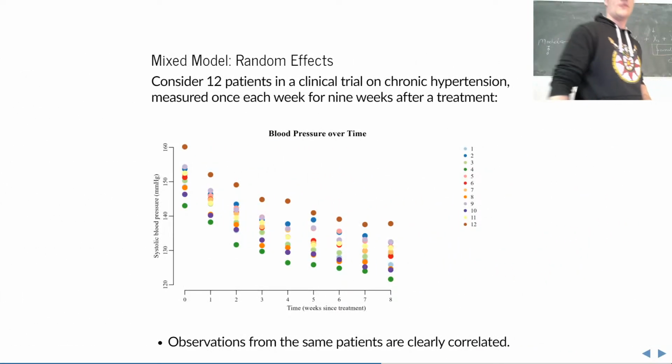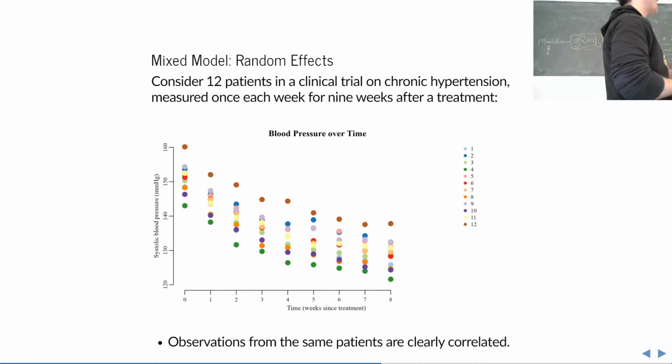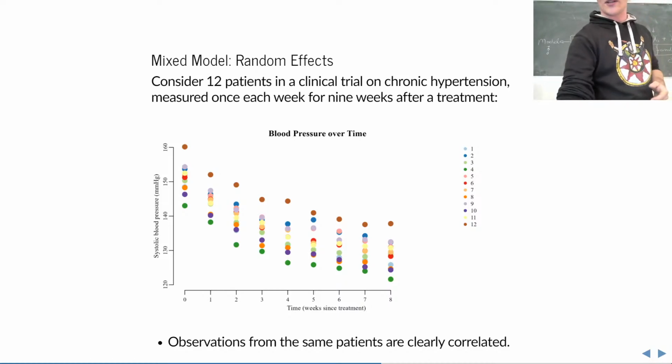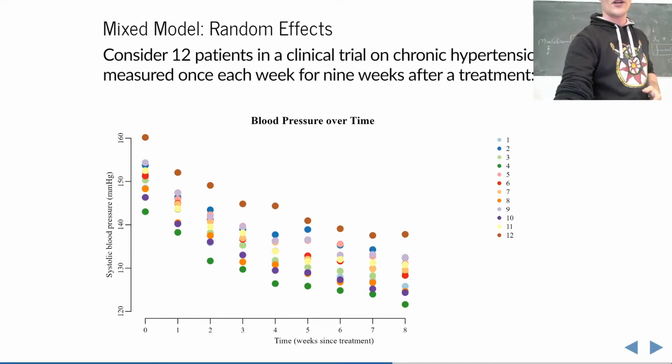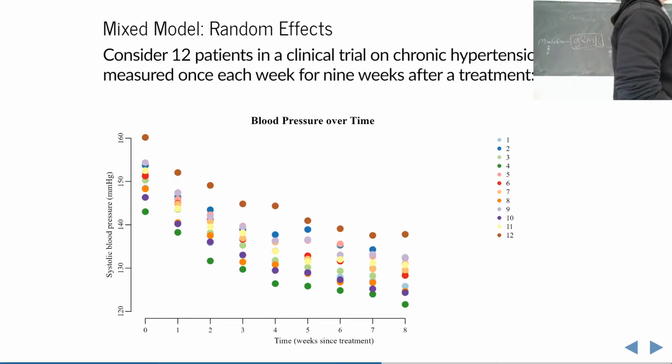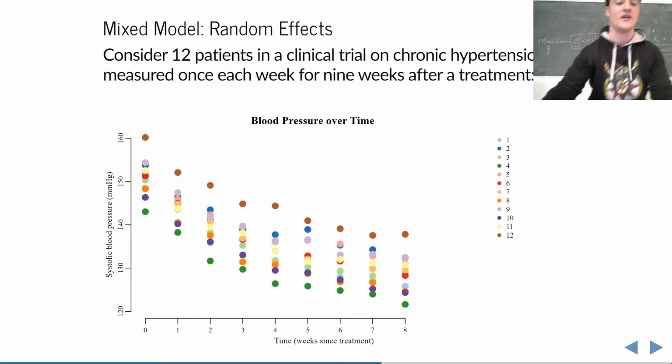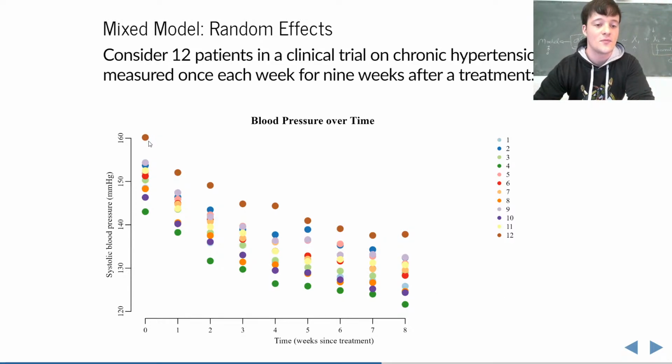Here we have an example of 12 patients in a clinical trial on chronic hypertension. I'll make it a little bit bigger. And observations of the same patients are, of course, correlated, and you can very clearly see that because of the legend. I'm very sorry to colorblind people, there doesn't exist a color scheme of 12 colors, all of them uniquely identifiable and colorblind friendly, but you have to take my word for it. This shows 12 different patients, and you can see that they have been measured over time. So this brown observation has been measured several times.